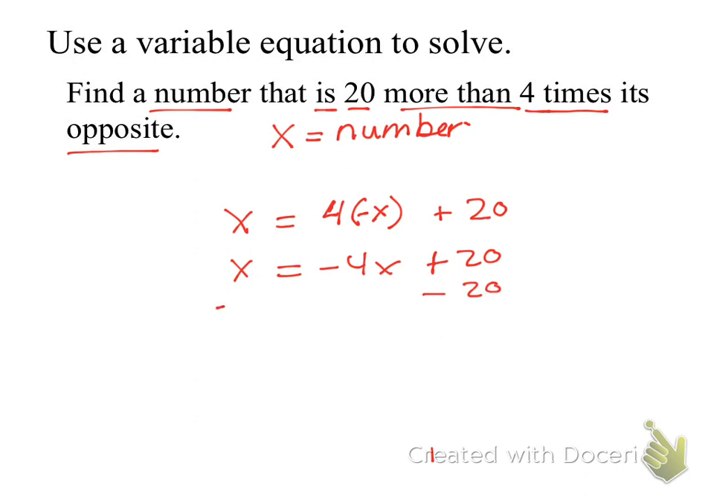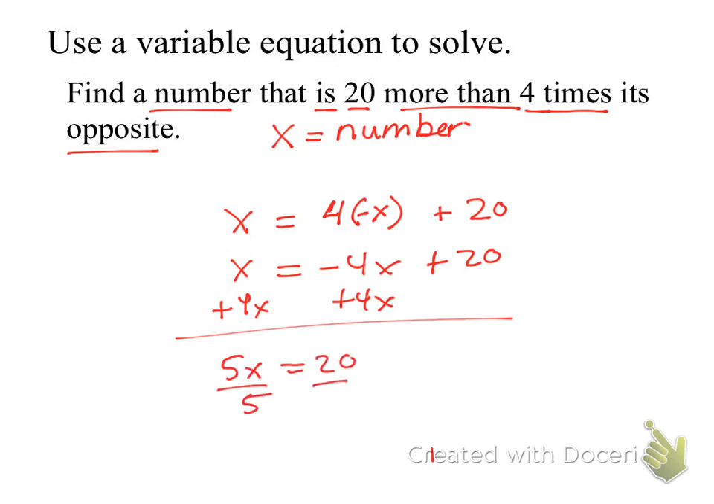Subtract the 20. No, don't subtract the 20. Add 4x. Add 4x. 5x equals 20. Divide by 5. Divide by 5. X equals 4. Are there any questions? Well, that was the lesson for the day.